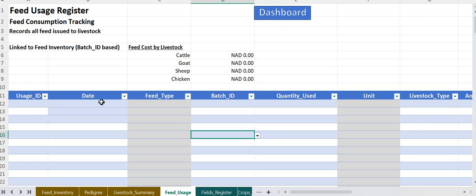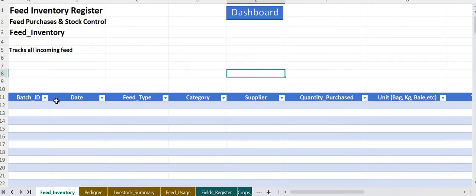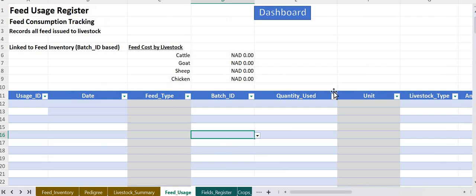One important thing that you need to do is ensure that before you come and feed the cattle, feed the goats, feed the livestock, you first need to have stock in your feed inventory. So you first need to register the feed that you bought, and then as you use it, you come and record the usage. Apologies for the background noise. The one thing that will control that is this batch ID.